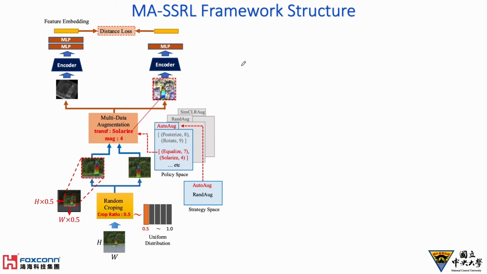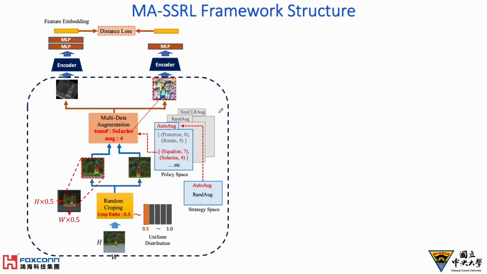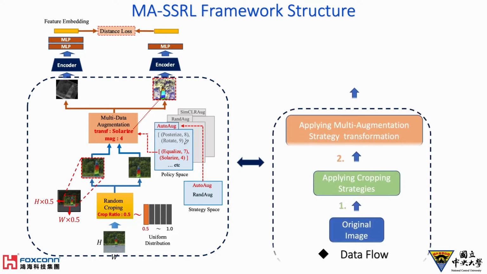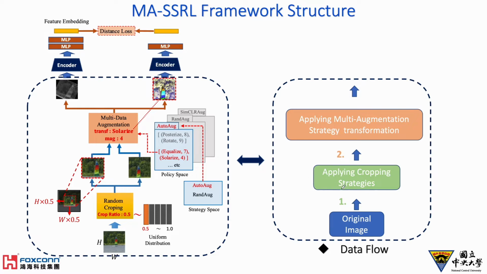So we look back at our framework again. In our framework, we investigate this blue dashed box here, and it looks like a lot of components, but actually it breaks down into just 2 steps. One, we take an image, and then we apply a cropping strategy. After the cropping strategy, we apply an augmentation strategy, especially a multi-augmentation strategy. I will explain one by one.